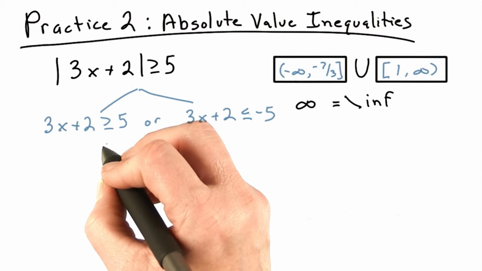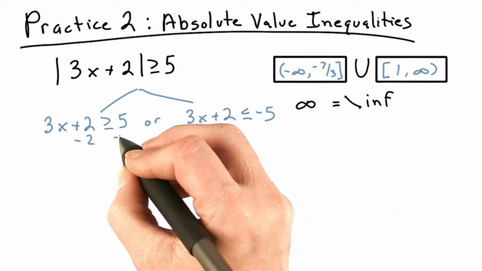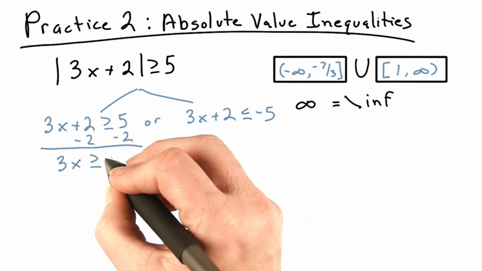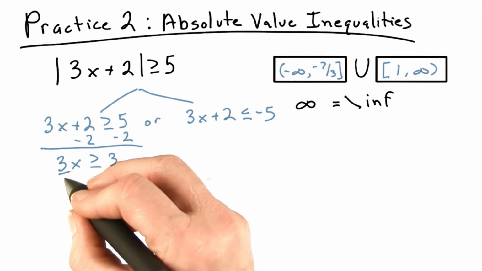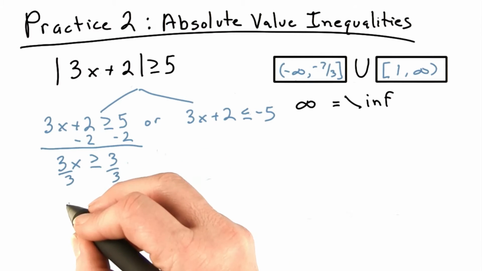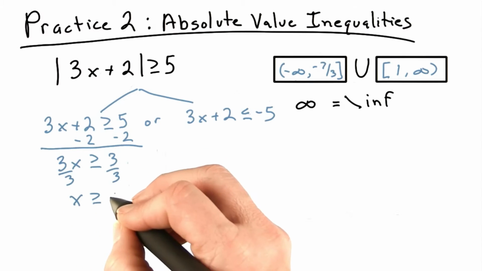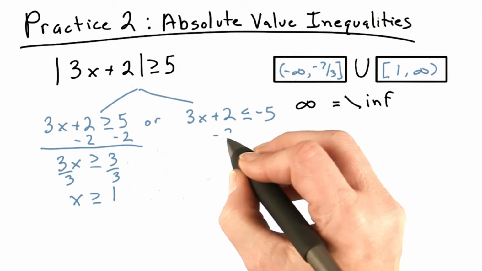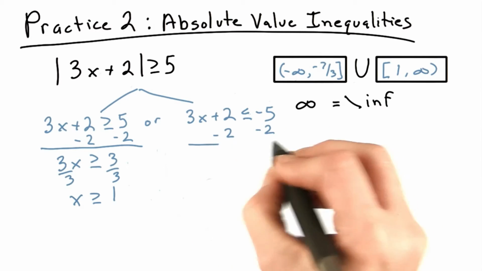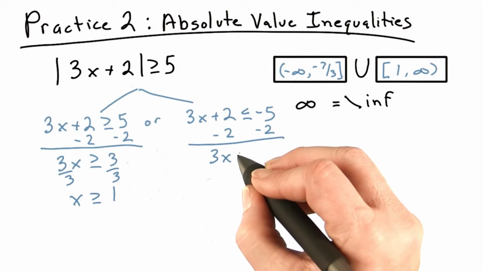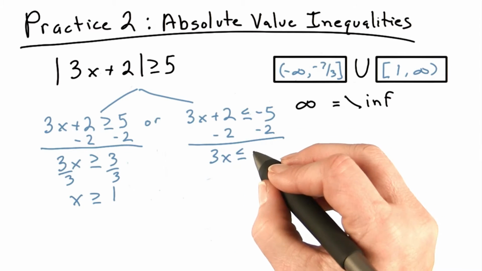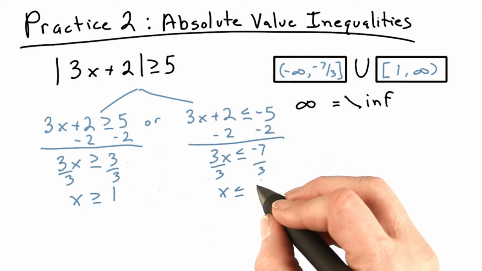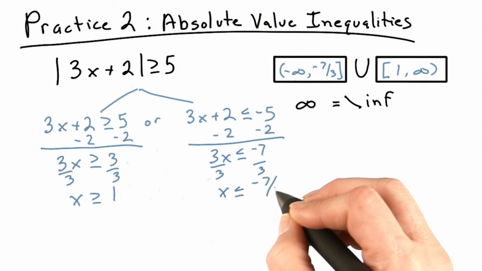So let's start with this one. I can subtract 2 from both sides, and I get 3x is greater than or equal to 3, and divide both sides by 3, and I get x is greater than or equal to 1. For the second inequality, I do the same thing by subtracting 2 from both sides, and I get 3x is less than or equal to negative 7. Divide both sides by 3, and I get x is less than or equal to negative 7/3.